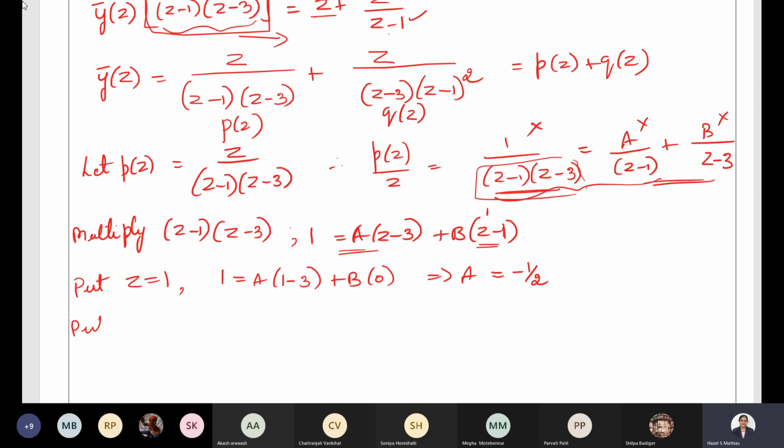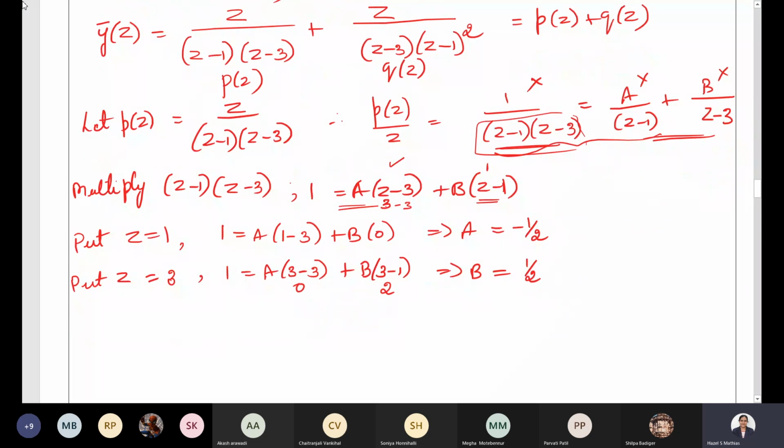Similarly, I want to find b over here. In order to find b, let's make the coefficient of a 0. How can we make a 0? If I put z equal to 3, 3 minus 3 will be 0. That's why we put z equal to 3. So when we put z equal to 3, 1 equals a into 3 minus 3, which is 0, plus b into 3 minus 1. 3 minus 1 is 2. This will be 0. So 1 equal to 2b. This implies b equal to plus half. So this is what we get.